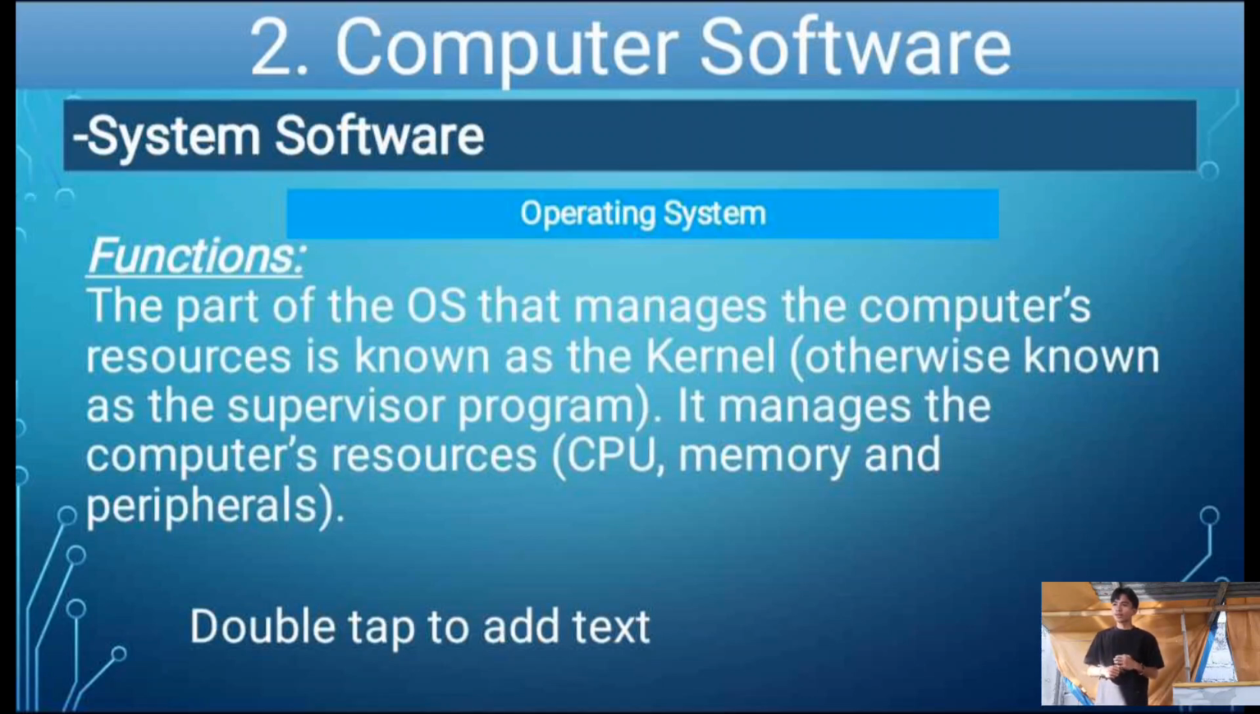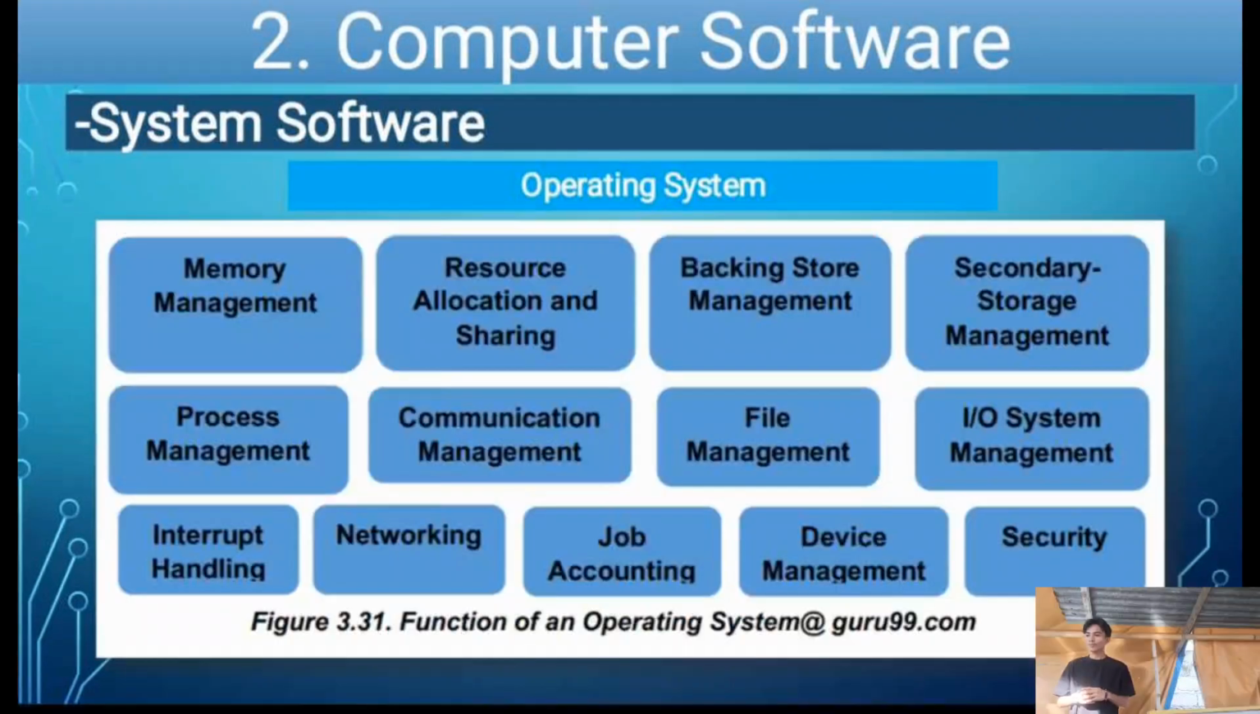Functions. The part of the OS that manages the computer's resources is known as the kernel, otherwise known as the supervisor program. It manages the computer's resources: CPU, memory, and peripherals. The operating system performs the following tasks. The first one is memory management. Several programs can be opened at once, so the OS has to allocate memory to each program that is running, including itself.